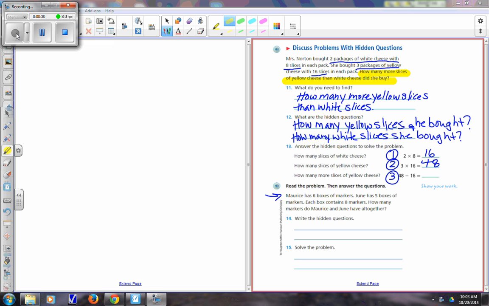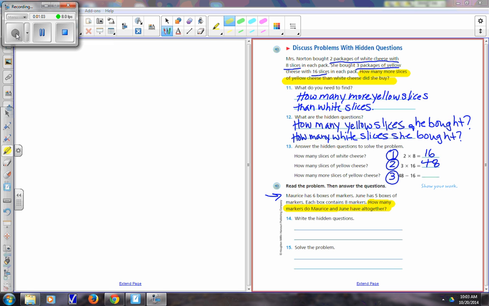So the first thing I'm going to do is highlight that question. How many markers do Maurice and June have all together? So I know that ultimately I'm going to be adding 2 numbers together, because that's what that all together tells me. So now I'm going to go back and see if there's something I need to do first, or if there's a hidden step that they don't come right out and say, first you need to figure out this.